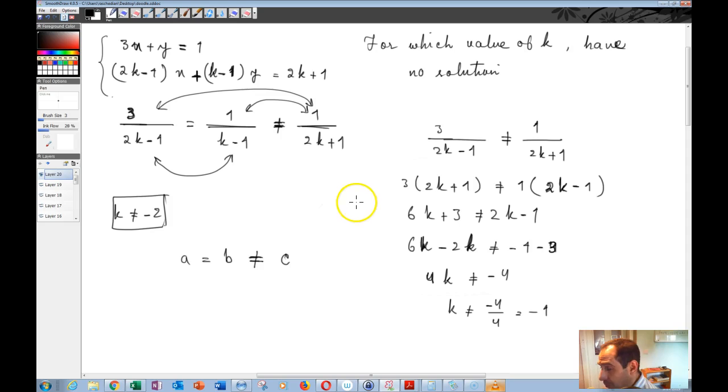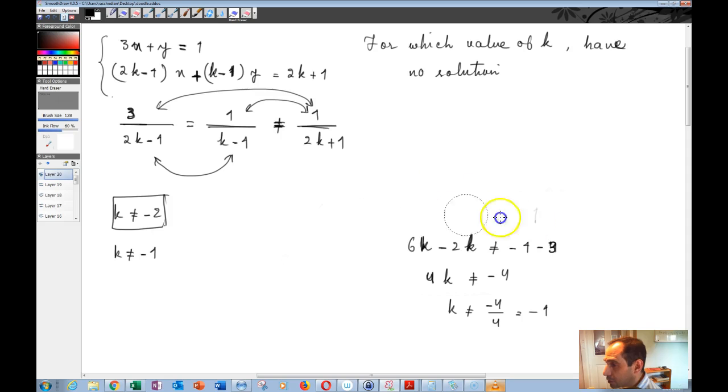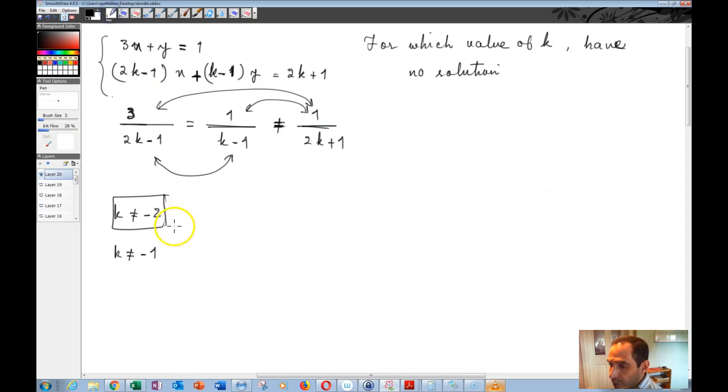Okay, so let me see. Now this is giving me k is not equal to negative 1, okay? Now let me take these two parts together. Let's see what this k is actually supposed to be equal to, and then we will exclude one of these values from it.